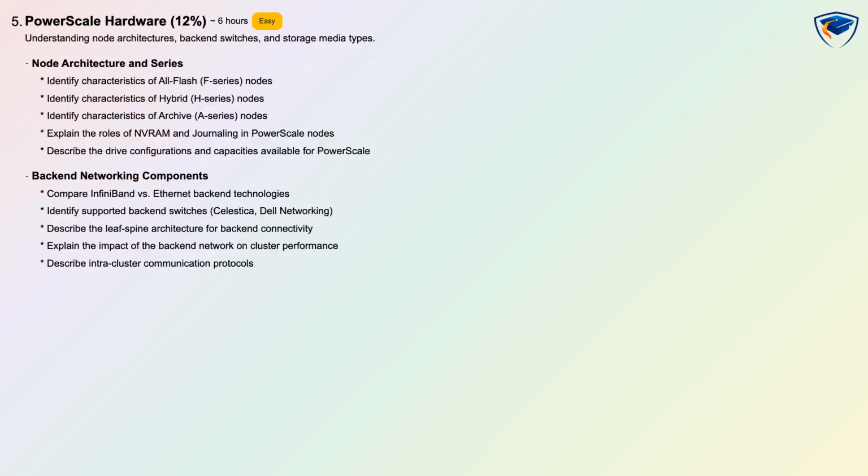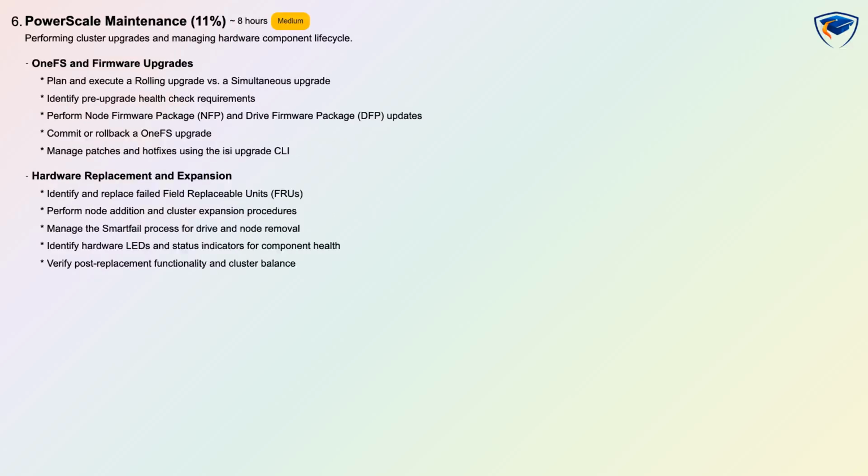You'll also learn about configuring SmartConnect service IPs, implementing SmartConnect load balancing policies, and managing DNS delegation for SmartConnect zones. The next domain is PowerScale installation and initial configuration, which accounts for 14% of the exam. This domain focuses on physical deployment and initializing the OneFS operating system for production use. It covers hardware installation and site preparation, OneFS cluster initialization, and knowledge of initial configuration steps.